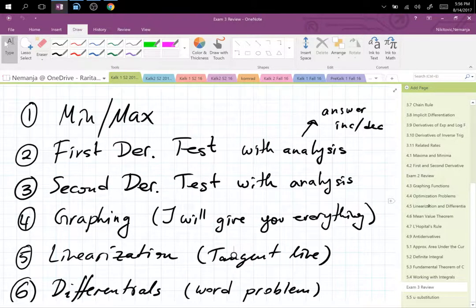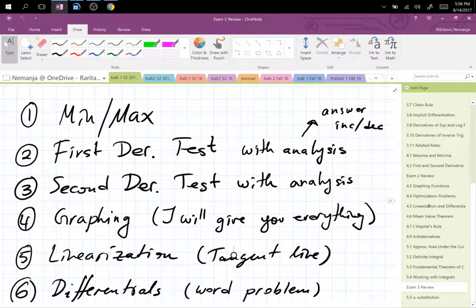There will be a problem that will ask you to look for critical points and then determine min or max. Then one problem for the first derivative test, with analysis, and that analysis means at the end of the problem you have to state intervals of decrease and increase. You also have the second derivative test, a separate problem, again with the analysis, and that would be concavity. And then we have graphing.